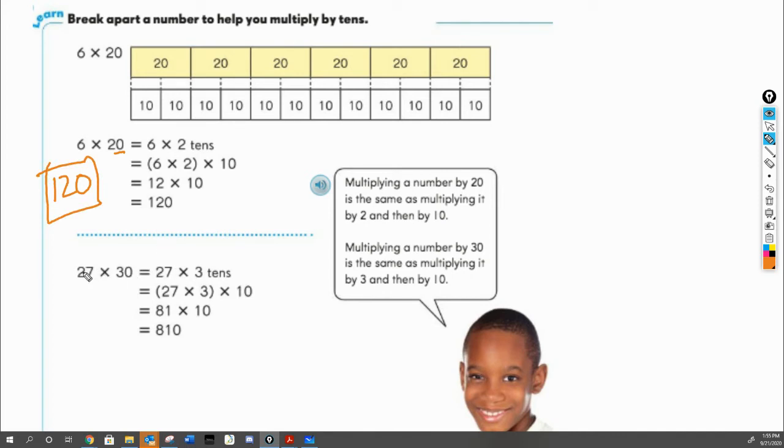And same thing down below, 27 times 30. I've actually got to do 27 times 3, which now all of a sudden I'm having to really get creative. That's going to give me 81, and then I'm going to stick that 0 on at the end, and I'm going to get 810.